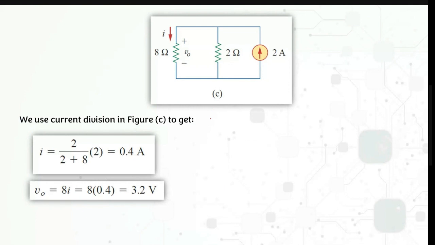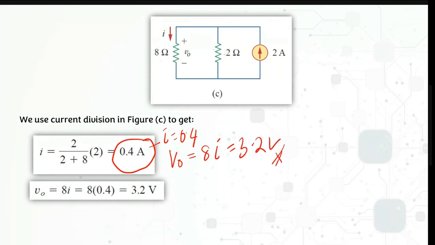Okay, so I is actually equal to this value 2 over 2 plus 8, and then times this 2. So now you can get your current here, I, which is 0.4. So now you can calculate V0, 8 times I. So you can get your V0 is actually equal to 3.2 volts. All right.